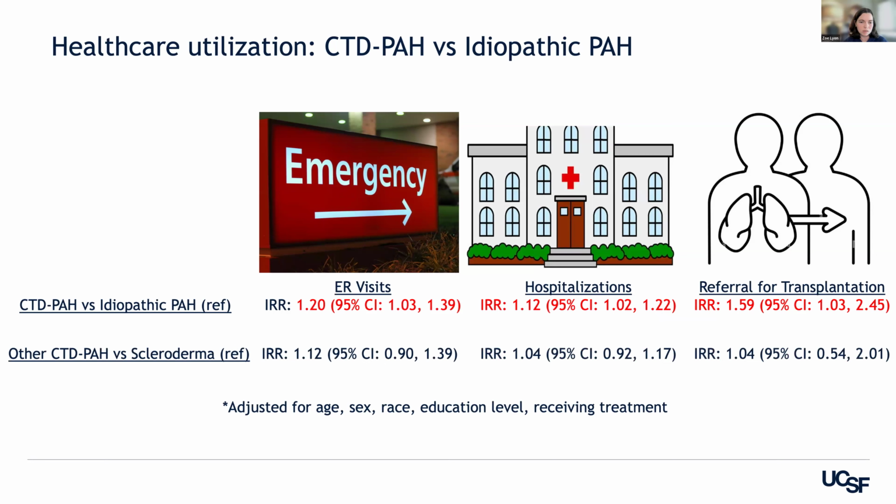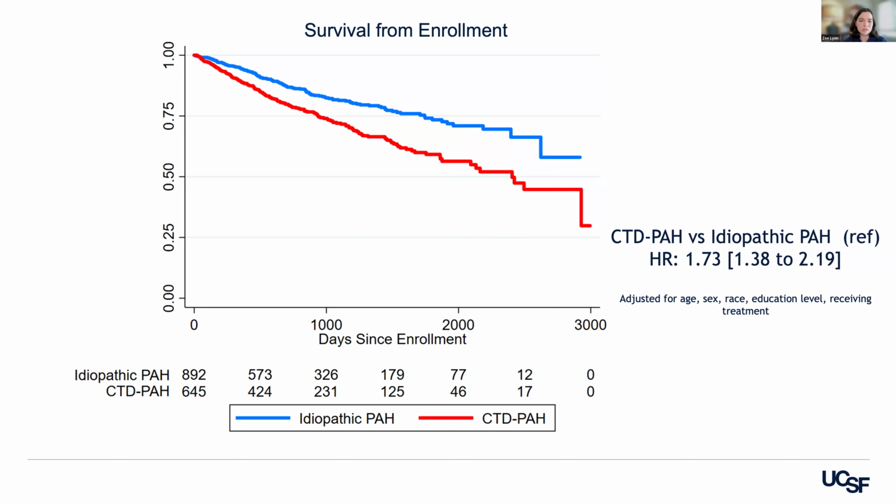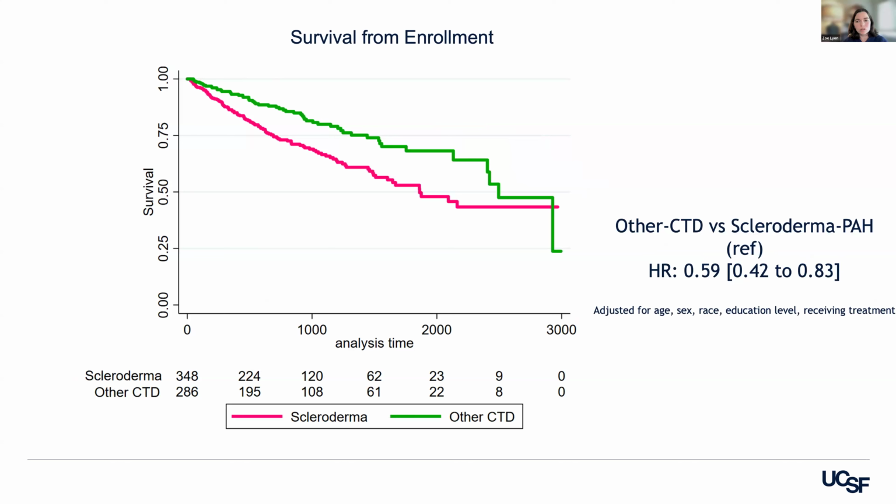Finally, looking at mortality, CTD-PH patients had worse survival overall over the course of the study. CTD-PH patients had a 73% higher risk of dying over the course of the study. This is all-cause mortality, not just PH specific. And then looking at our CTD subtypes, using scleroderma patients as the reference group, other CTD patients other than scleroderma had a 41% lower risk of dying over the course of the study than scleroderma patients.